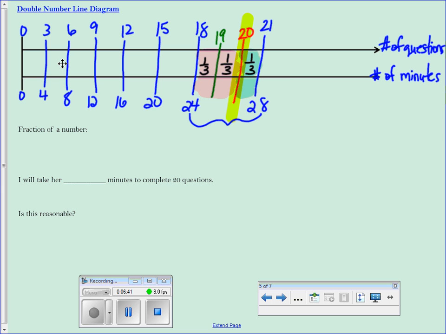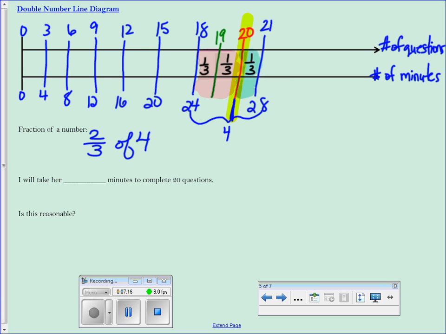How many spaces do I have to number? 4. But I don't need that whole 4, do I? What fraction of the 4 do I need? What is that pink part? What fraction of the 4 do I need? 2/3. Right, I only need 2/3 of 4.